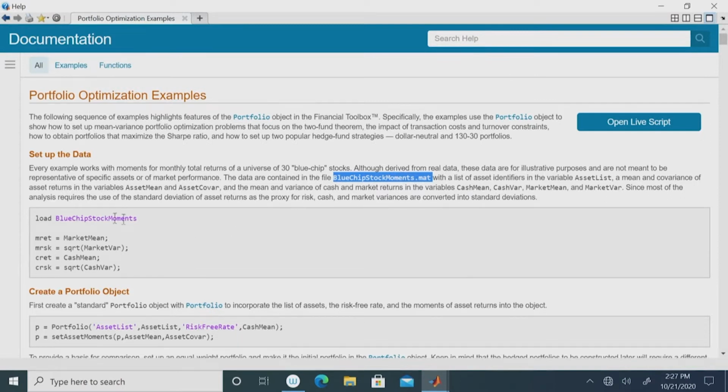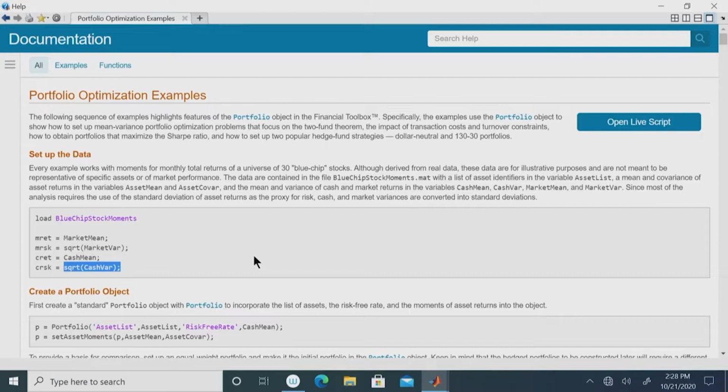Accordingly, we first load the blue chip stock moments. This gives the moments of these blue chip stocks, and remember that these are just the monthly total returns. Once you have loaded this, we define M ret, the market return, to be equal to the market mean, and the market risk to be the square root of the market variance. Similarly, we take the cash mean and identify it as C ret, and the square root of cash var is taken as CRSK.